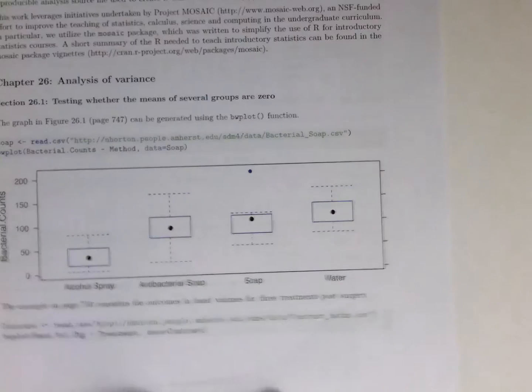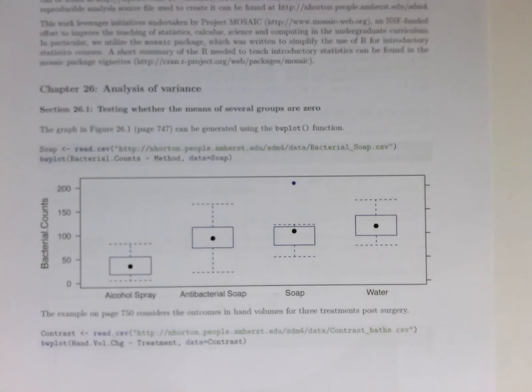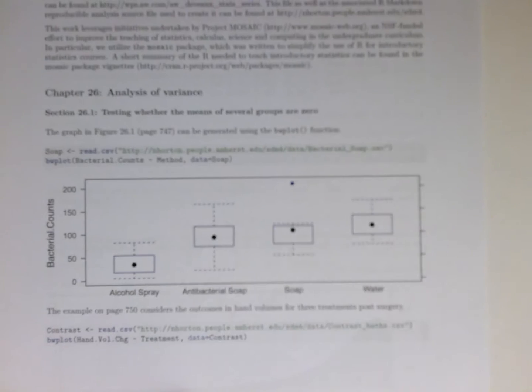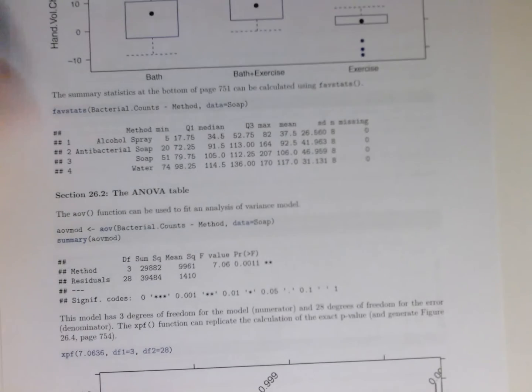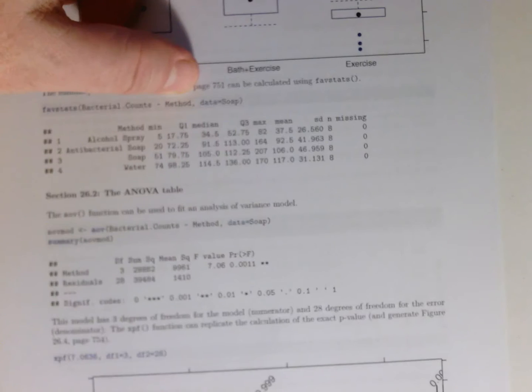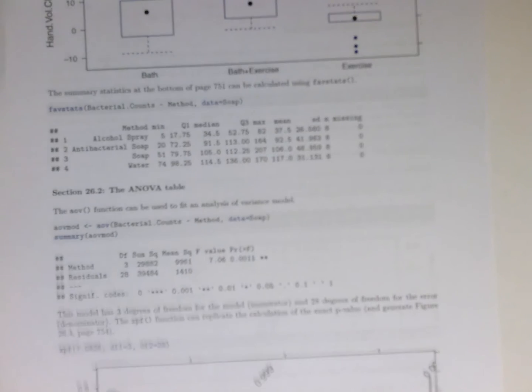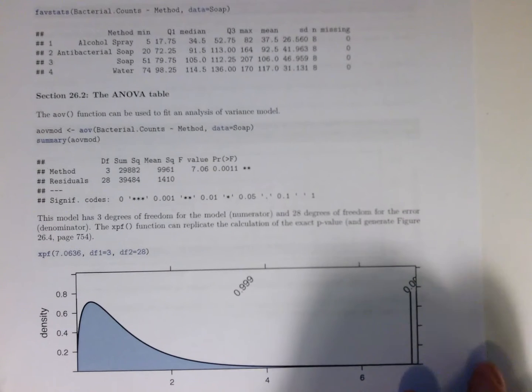Not a whole lot new here in this section. We read in the data. We look at a box and whisker plot of these data, and we can go ahead and see. favstats is nice. Y by X actually gives us the summary statistics. We can see here the calculation of pf values using, in this case, 3 and 28 degrees of freedom. That's what that looks like.